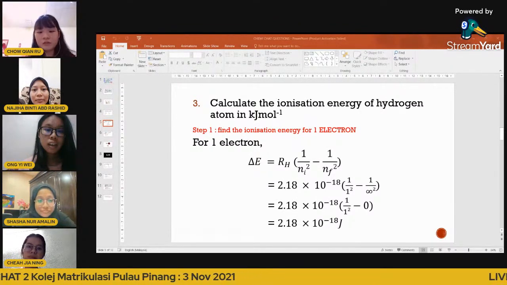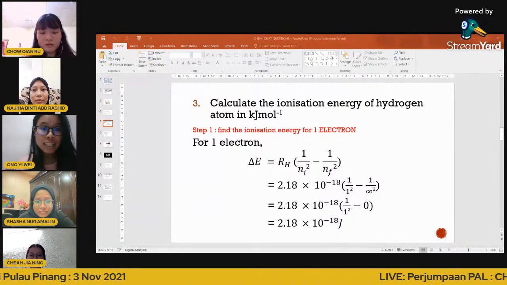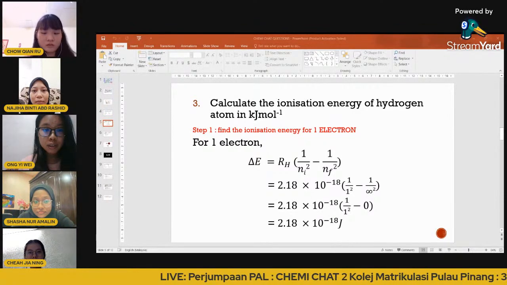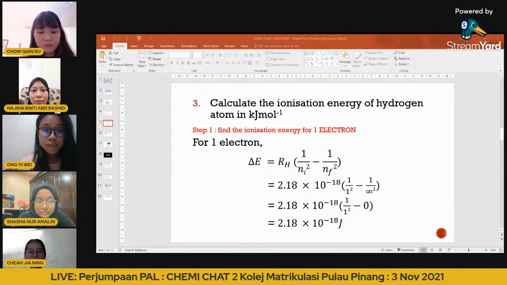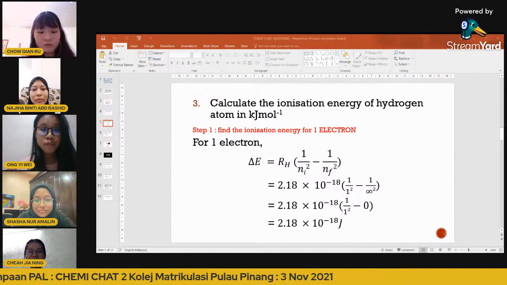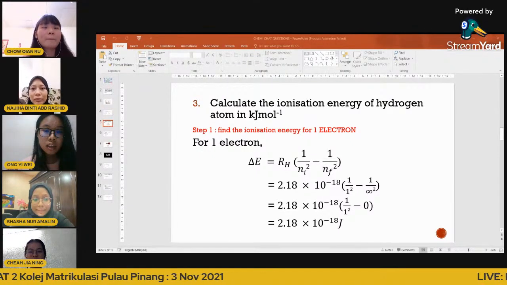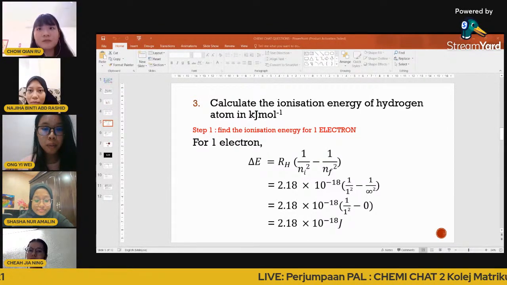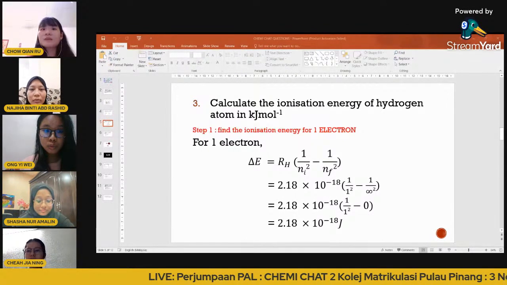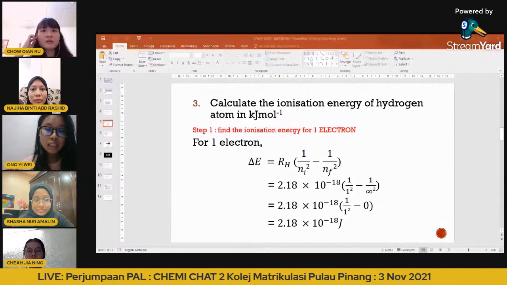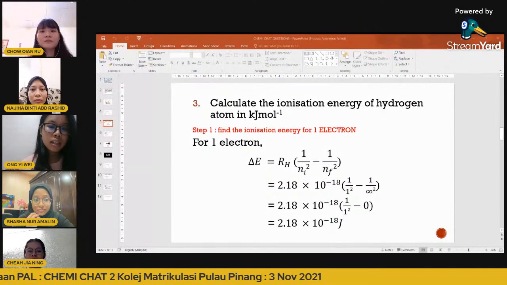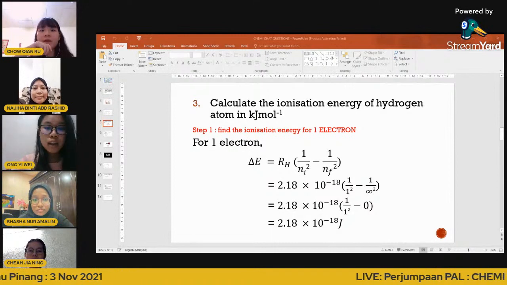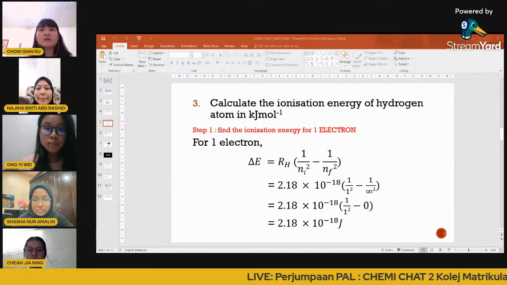The question asks us to calculate the ionization energy for the hydrogen atoms in kilojoule per mole. And to solve this question, we can separate into two steps. And first step is we can find the ionization energy for one electron. Therefore, we can find the ionization energy for one electron by using the formula: energy difference equals Rydberg constant, bracket 1 over initial energy level squared minus 1 over final energy level squared. As we know that the Rydberg constant has a value of 2.18 times 10 power to negative 18.